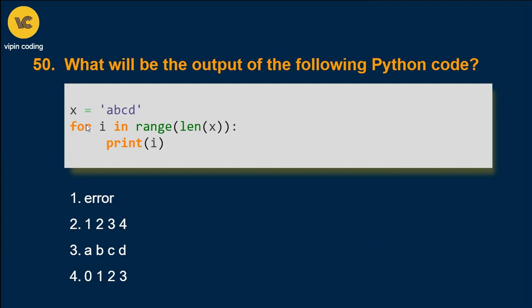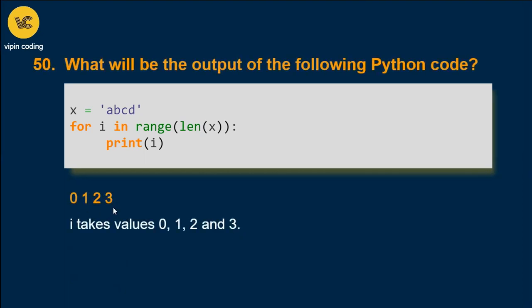Next question is, what will be the output of the following Python code? This is a Python program. x is a variable here, equal to "ABCD" as its value. For i in range(len(x)), print i. Then what will we get? First option is error, second is 1 2 3 4, third is A B C D, and fourth is 0 1 2 3. Let's see the answer.